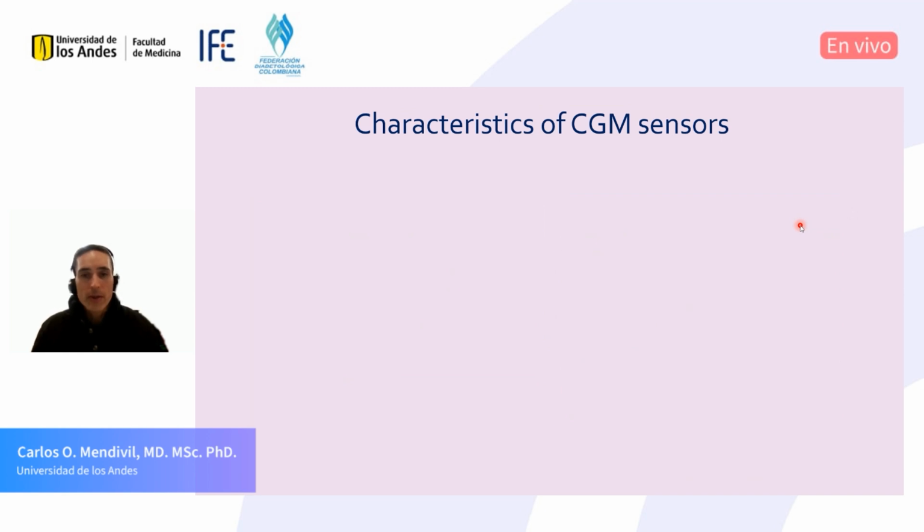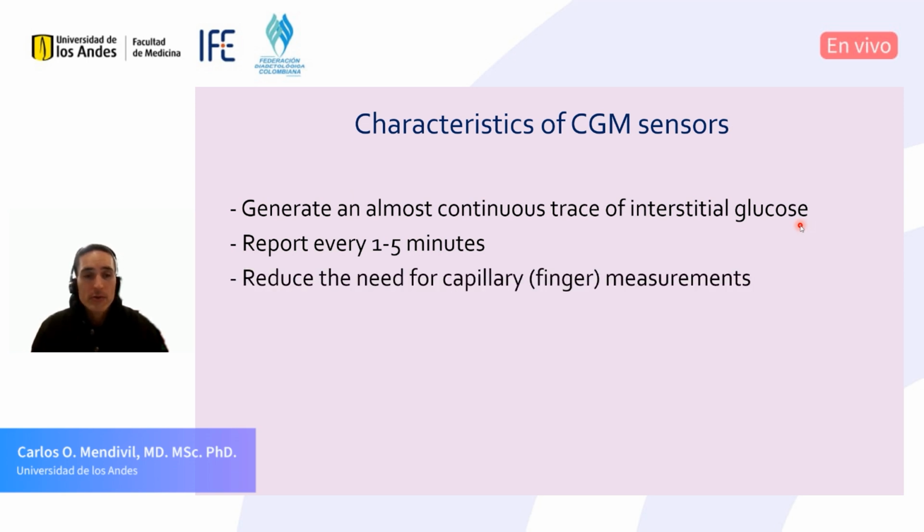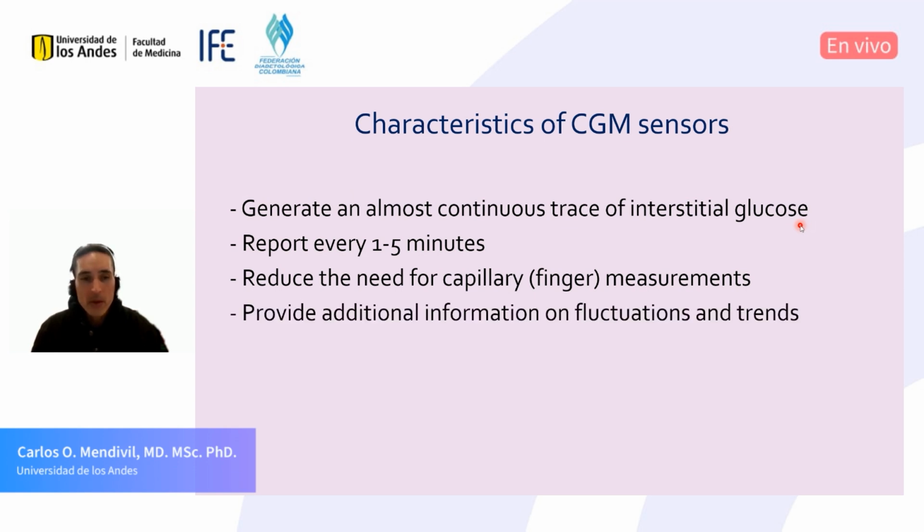If we want to talk a little about the characteristics of CGM sensors, they generate an almost continuous trace of interstitial glucose. Why almost? Because it's only every 1 to 5 minutes, depending on the technology. But that's pretty good. They of course reduce the need for capillary measurements, because you don't have to be finger pricking all the time. They provide additional information on fluctuations and trends, so you can get summary measures, which we will be discussing, like the percent CV and the time in range and so on.